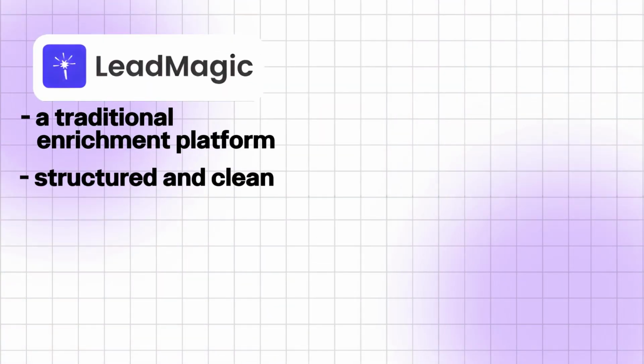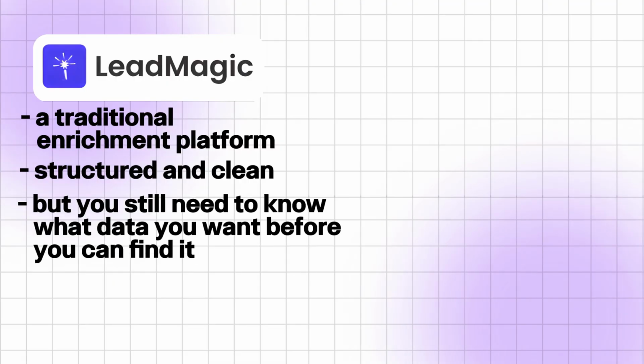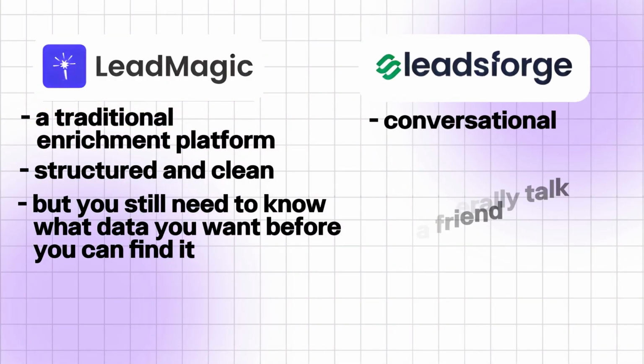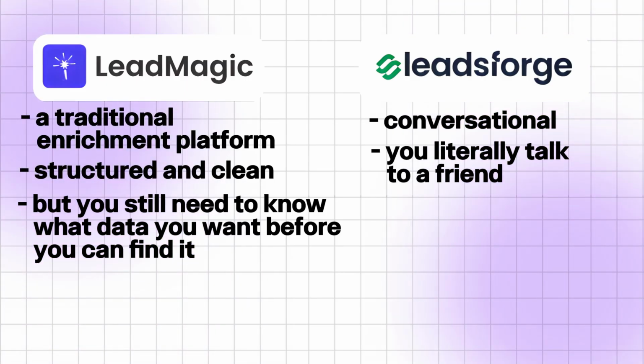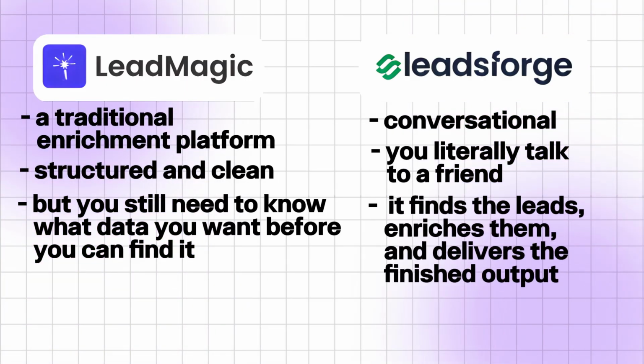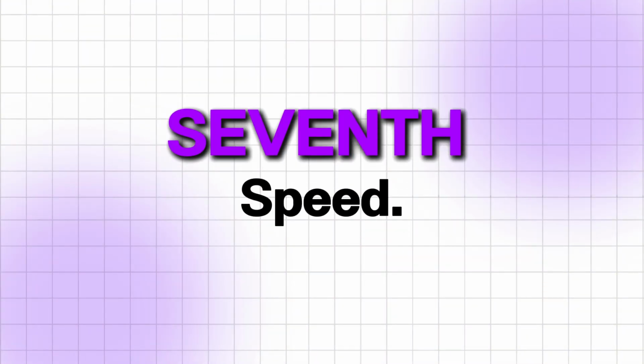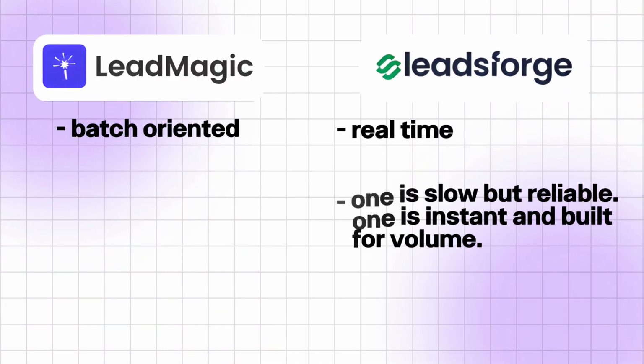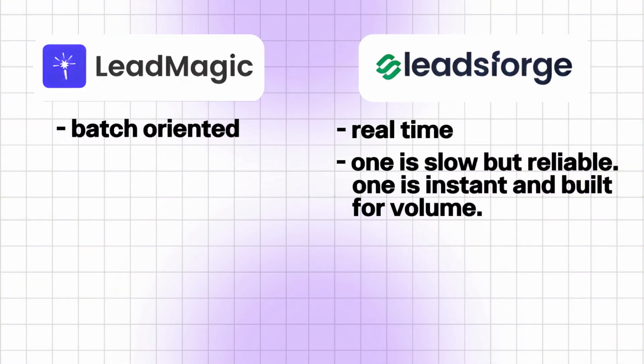LeadMagic feels like a traditional enrichment platform. Structured, clean, but you still need to know what data you want before you can find it. LeadsForge is conversational. You literally talk to it like you talk to a friend. It finds the leads, enriches them, and delivers the finished output with zero friction. It's all about speed. LeadMagic is batch-oriented. LeadsForge is real-time. One is slow but reliable, another is instant but also reliable and built for volume.